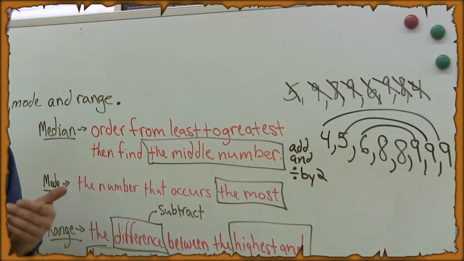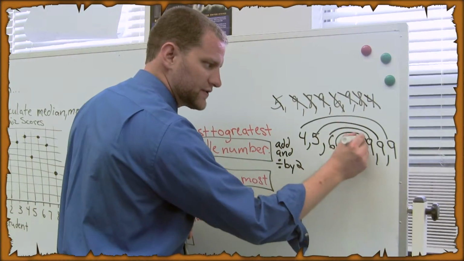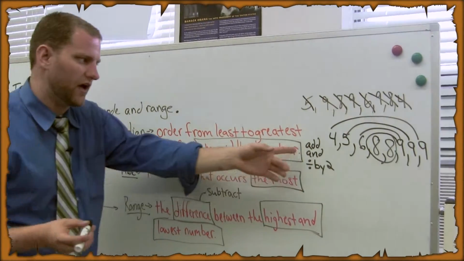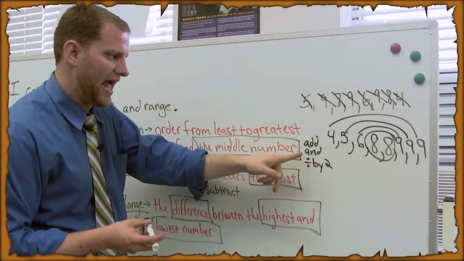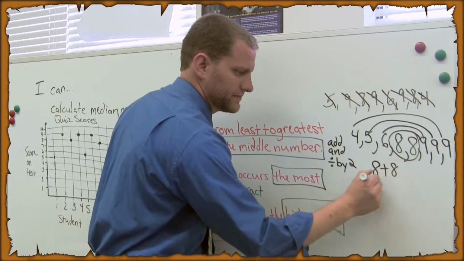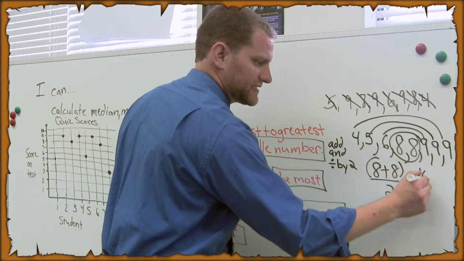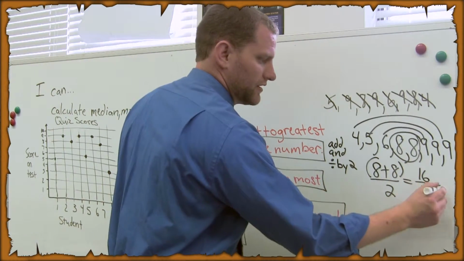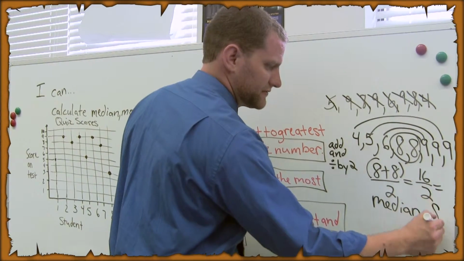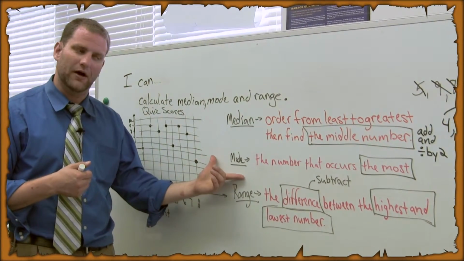Now I said we're going to have 2 numbers in the middle. It just so happens to be 8 and 8. So I circle them. What do you do when you have 2 numbers in the middle? You go back to your notes and you see, oh, 2 numbers in the middle, we add and divide by 2. So I take 8 plus 8, and then I'm going to divide it by 2. It ends up being 16 divided by 2. So our median equals 8.